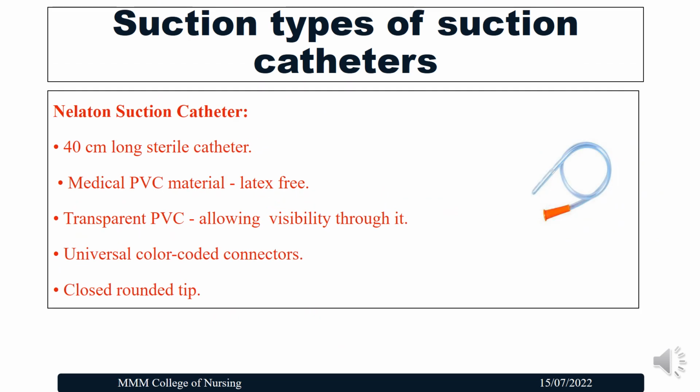The other one is the Nelaton suction catheter. This is a 40 centimeter long sterile catheter made up of PVC material. This is latex free, and this transparent PVC allows visibility through it, so we can see the secretions coming out through it. Different types of color coding are used to identify the sizes of the catheters, and this catheter is a rounded tip one.